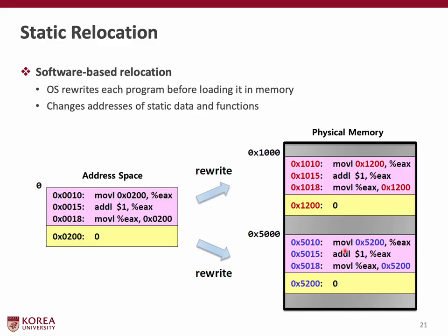Similarly, if another process is loaded at 5000, then the OS rewrites again, adjusting all addresses accordingly. And after relocation, the addresses that have been placed in memory cannot be changed anymore. That's why we call this approach static relocation.